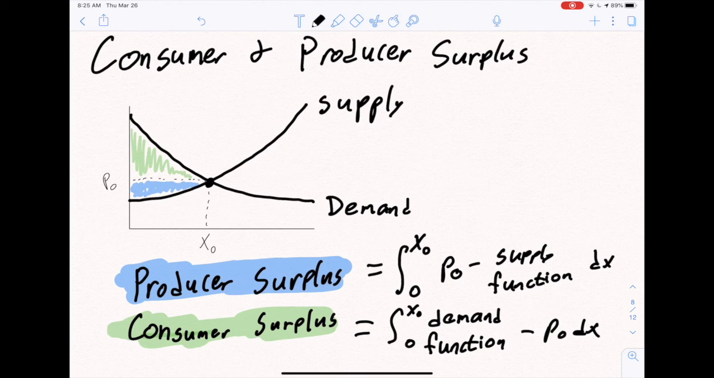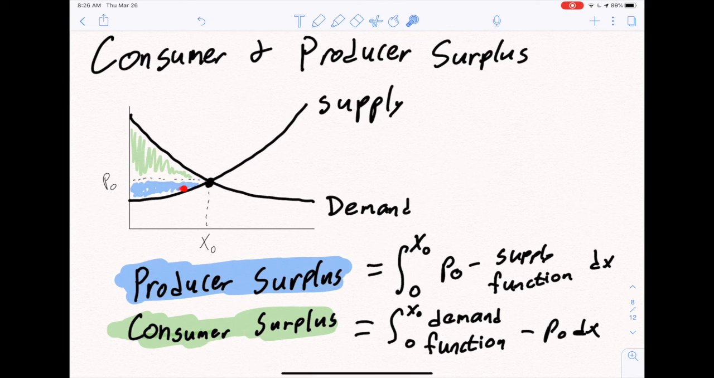All right, as we finish section 5.5, let's talk about consumer and producer surplus. If you remember all the way back from the beginning of the semester when we talked about supply and demand functions, we talked about an equilibrium point, x naught, p naught. Here I have graphed a supply and a demand function. The equilibrium point is their point of intersection at x naught and p naught.